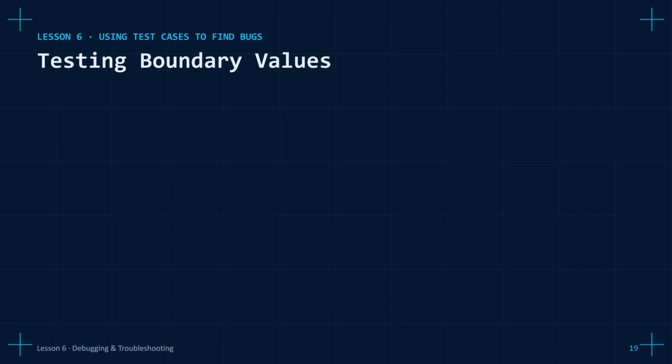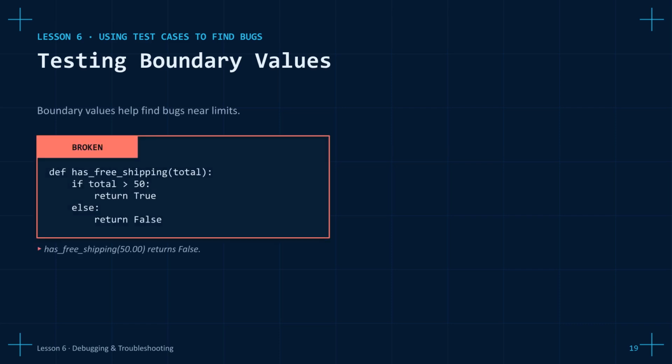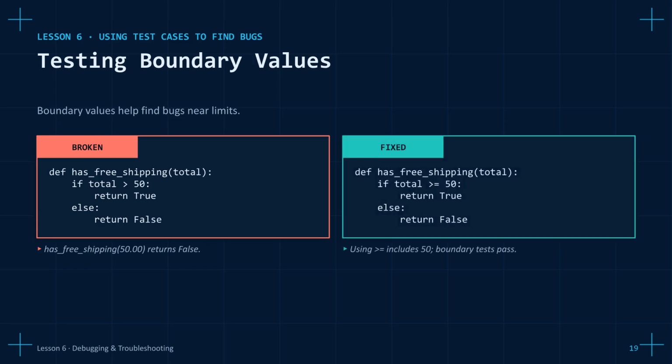The original code uses greater than 50, meaning an order of exactly $50 fails to trigger free shipping. Changing the operator to greater than or equal to includes that boundary value, and now the code behaves as expected. Always test your exact boundary conditions.